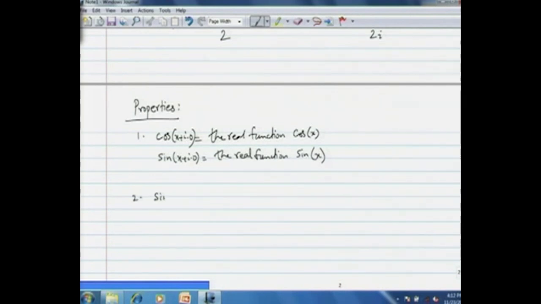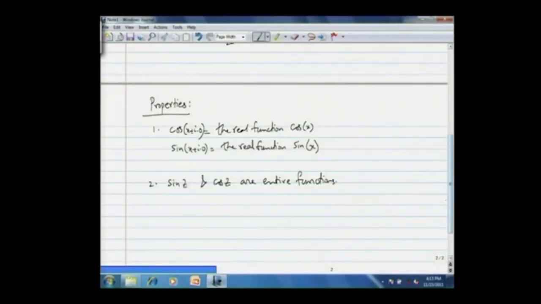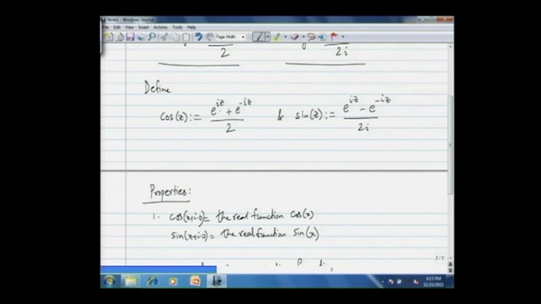Two, sine z and cosine z are entire functions. Let us look at the definition: they are combinations of entire functions, the exponential functions e power i z and e power minus i z. When you add or subtract entire functions, you get entire functions. Dividing by 2 will not affect the analyticity of a function at a point, or dividing by 2i likewise. So these are entire functions.